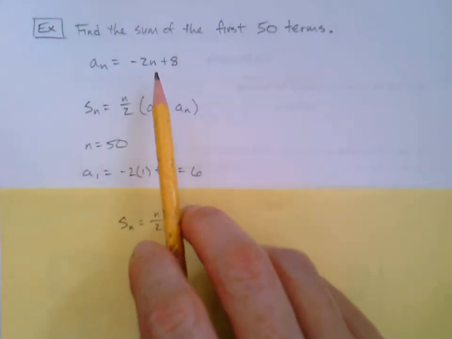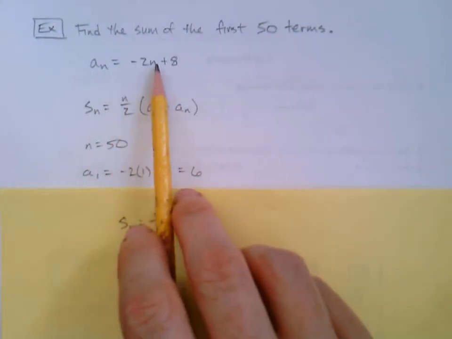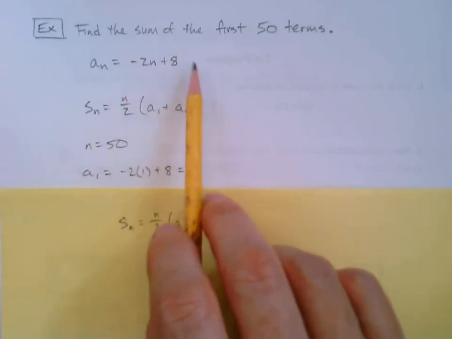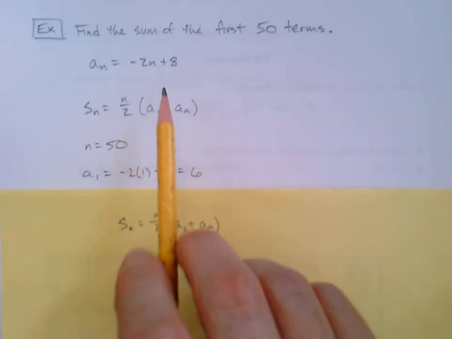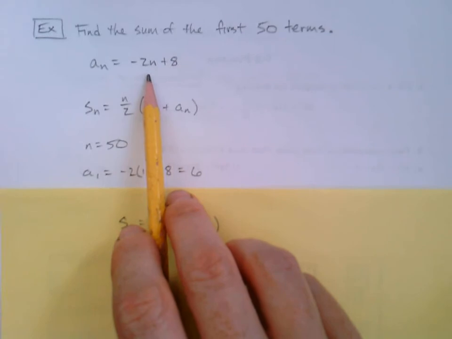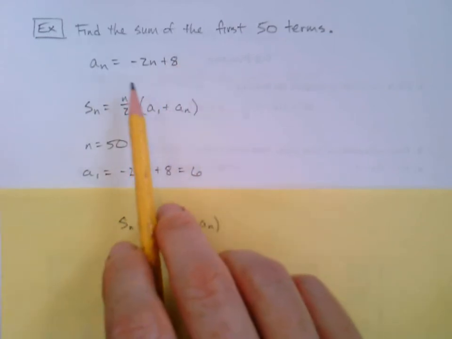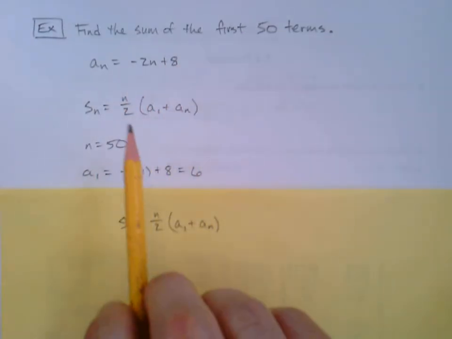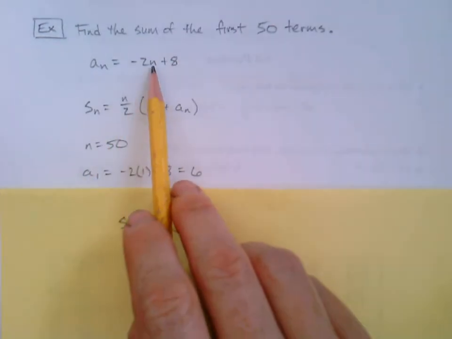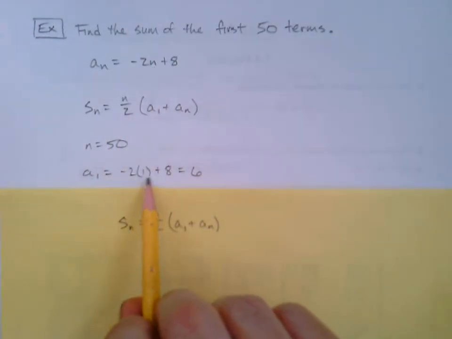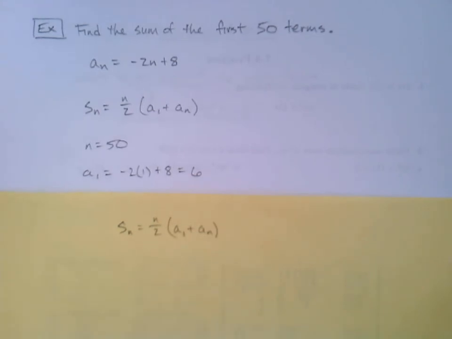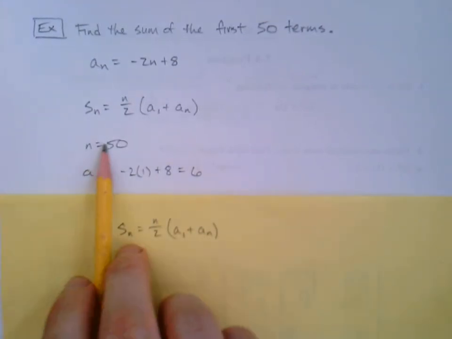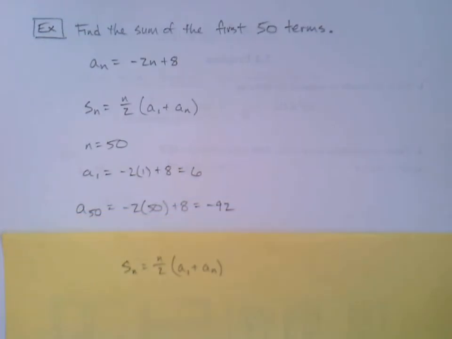A1. So you notice that this sequence is not written in the nice form a1 plus d times n minus 1. It's still arithmetic. It's just not written quite that way. No big deal. If we want to find A1, we can just plug 1 right in. And it turns out A1 equals 6, negative 2 times 1 plus 8. We also need to know the 50th term. No problem. Plug 50 right in. Negative 2 times 50 plus 8. Negative 100 plus 8 is negative 92.